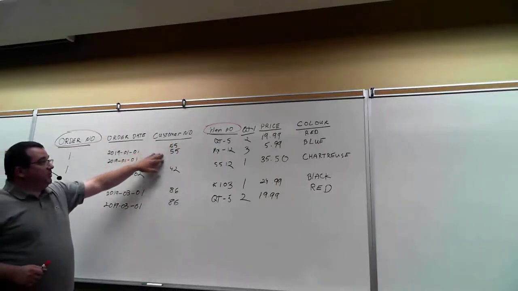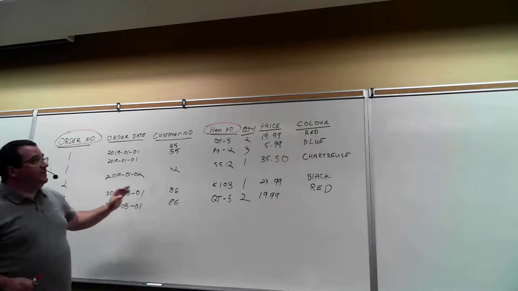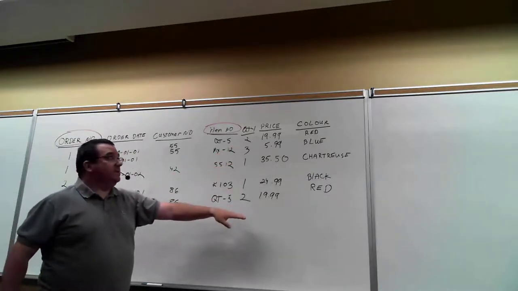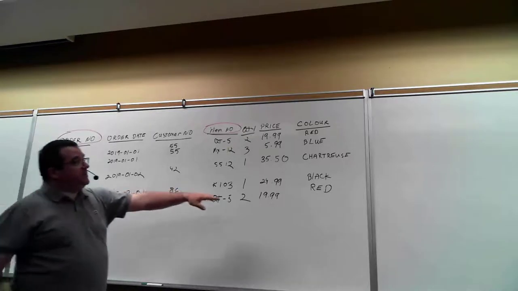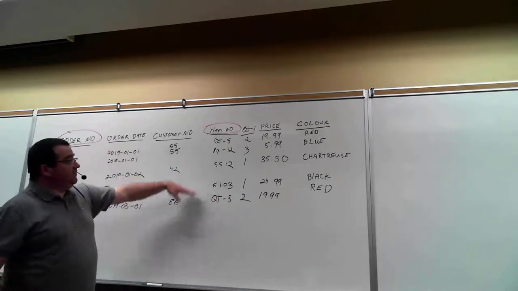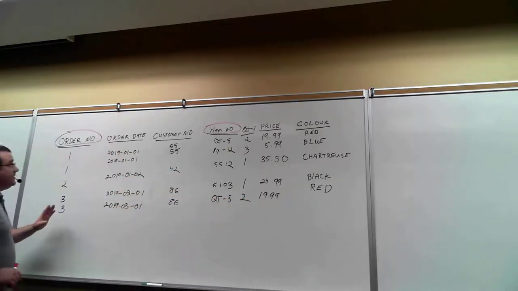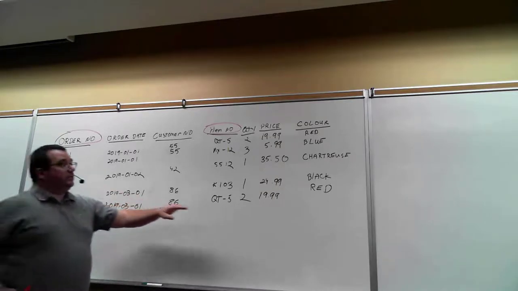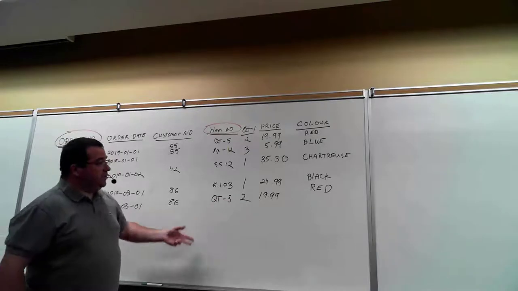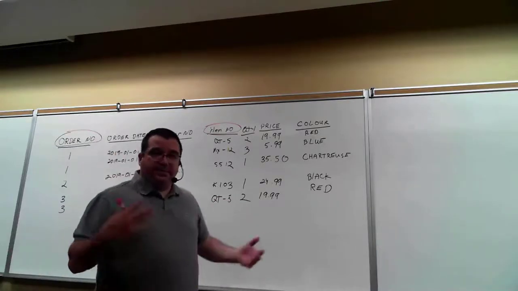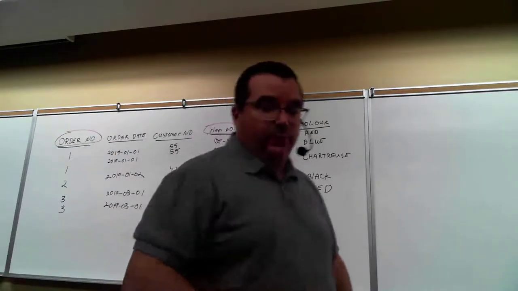Because the customer number gets repeated, the order date's repeated, the quantity gets repeated. Actually, the order number gets repeated too, and so does the price and the color. And even the item number gets repeated, but what doesn't get repeated is the combination of the order number and the item number. So the first step to go from first normal form, this is already in 1NF.